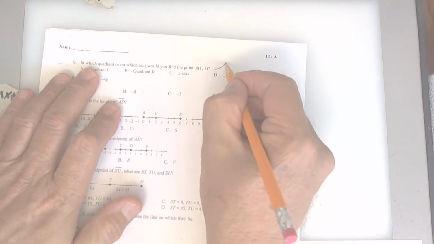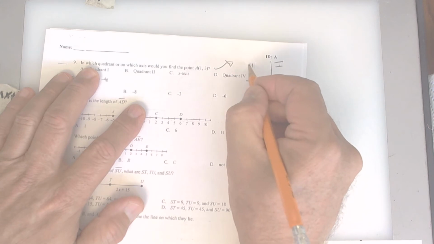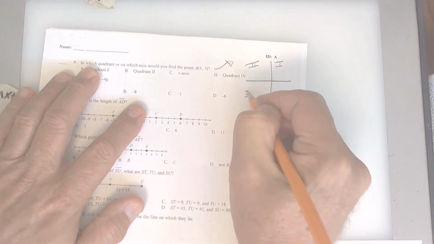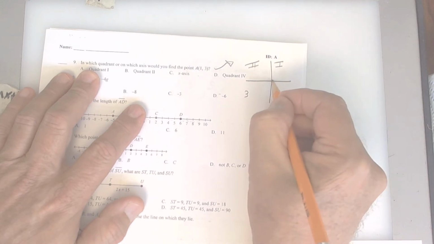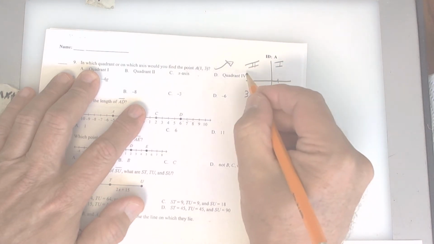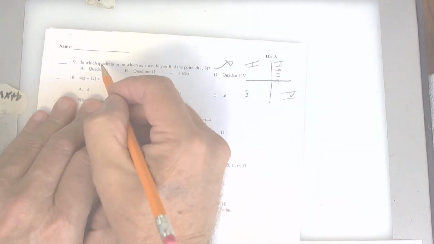All right, number 9, name the quadrant. So to do the quadrant, you graph that point. This is quadrant 1, 2, 3, and quadrant 4. So over 1, 0, over 1, up 3. So it's in quadrant 1.